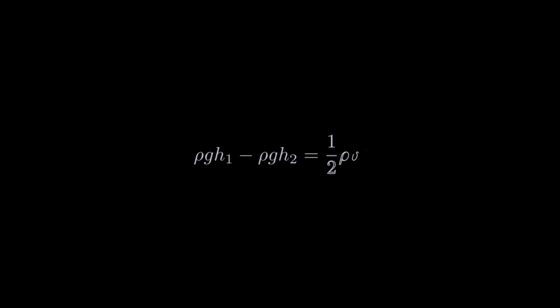We can subtract rho gh from both sides to simplify the equation. We can factor out rho g on the left side, and h minus h2 will just be h, the height above the hole. We can now simplify for v as a function of h.